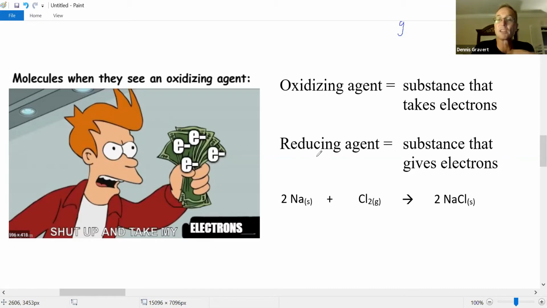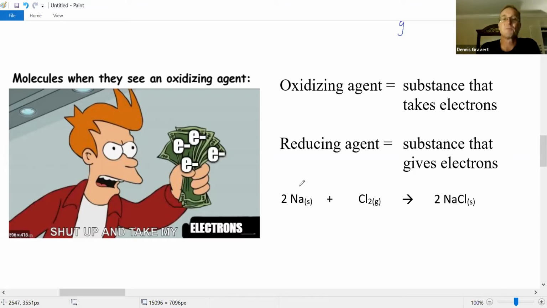We can also look at the reaction and say that molecule or substance, whatever it is, ionic compound, whatever, is a reducing agent because it's giving away electrons. It's helping someone else get reduced. The oxidizing agent is something that helps something else get oxidized. So let's now label these molecules, compounds, elements as either oxidizing agents or reducing agents. By the way, these terms are usually only applied to the compounds on the left side, the reactants.